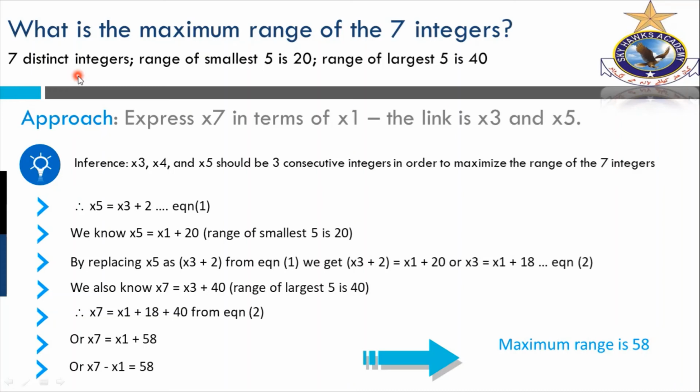It's very difficult if the two endpoints are not given. It's very difficult to calculate the range. If these endpoints are given, it's very simple. We can calculate it within seconds.